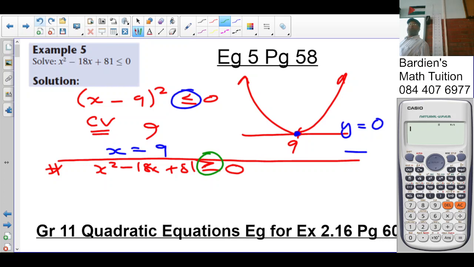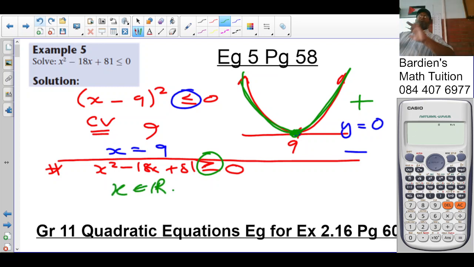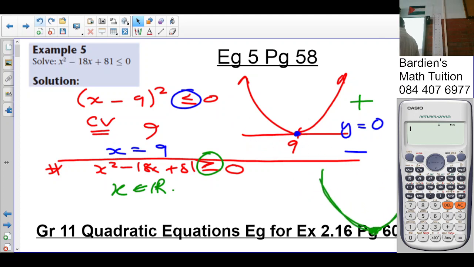Positive. There's this part of the graph. What do you notice? It's always positive, and it's equal to 0 there. So here, if that is the case, x is an element of the real numbers. That means to say all the values exist for x. Can you see that? I'm going to do all the variations for you so that you can see a pattern, or some of you won't see anything in here, but it's fine.